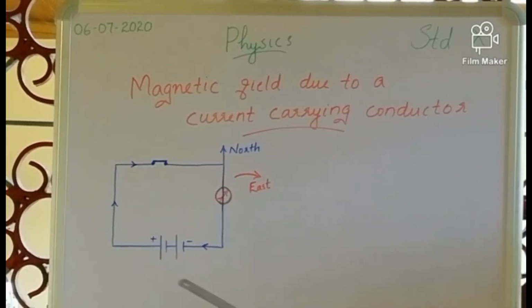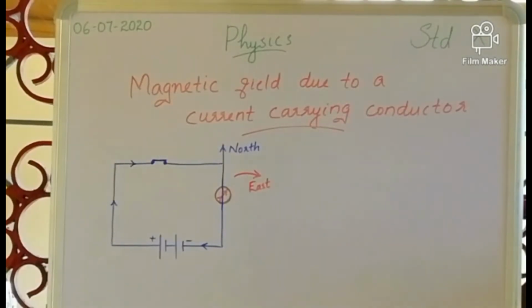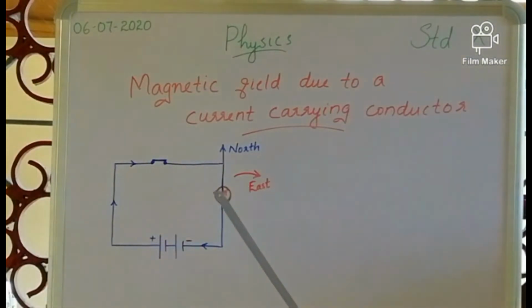When current passes through the wire, the compass needle is deflected from its north-south direction towards the east. What is the direction of current here? It flows from the positive terminal of the battery to the negative terminal of the battery. That is, the current is flowing in the north-south direction and hence the magnetic compass is deflected towards the east. And when the current is switched off, the compass needle returns to its original position.